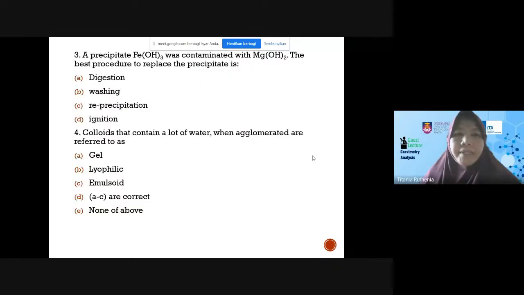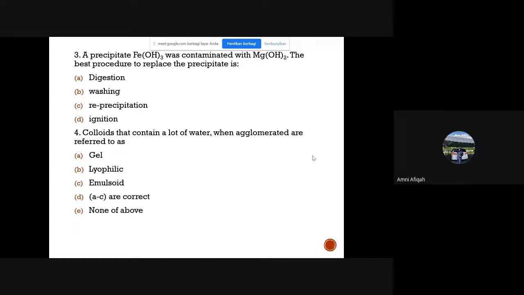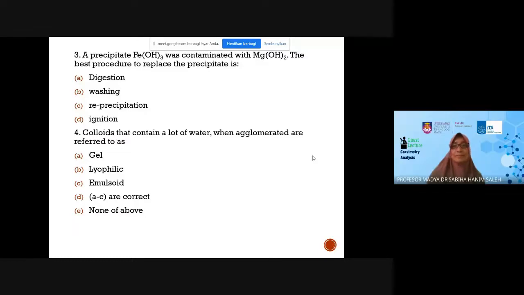Number 3, a precipitate Fe(OH)3 was contaminated with Mg(OH)2. The best procedure to replace the precipitate is digestion, washing, reprecipitation, or ignition. A, B, C, D. Should be C. C, yes. Okay, number 4.